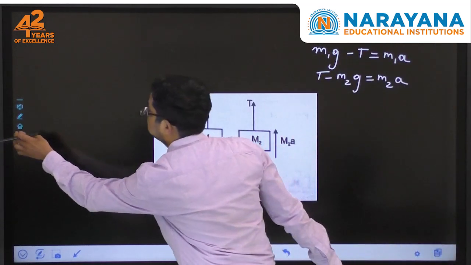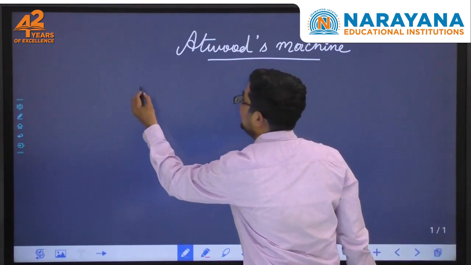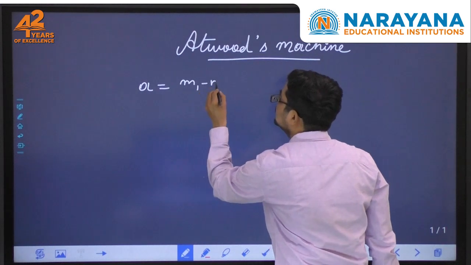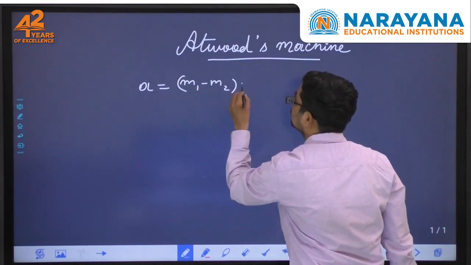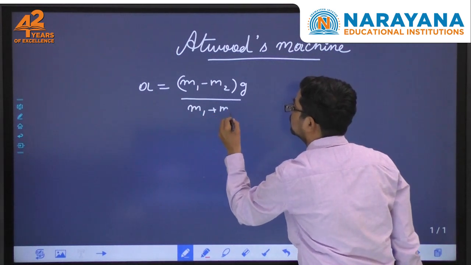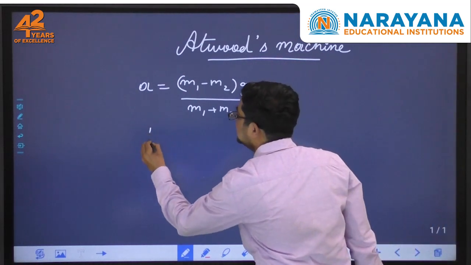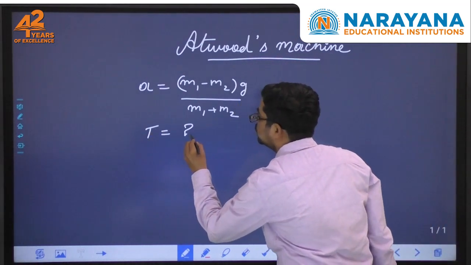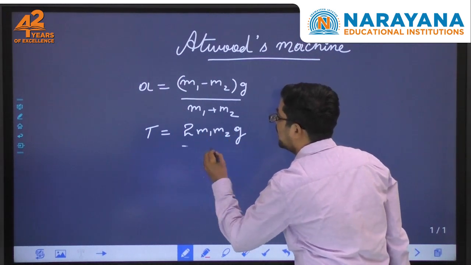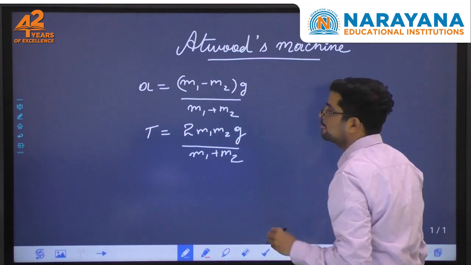So as you see here, if you solve those two equations, we get acceleration a is equal to (m1 minus m2)g by (m1 plus m2). Similarly, you get tension as 2m1m2g by (m1 plus m2). This is the tension we get by solving this.